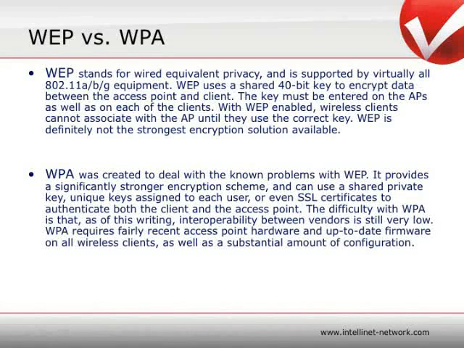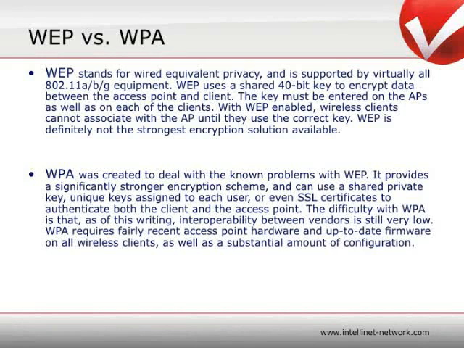Two common security settings when setting your wireless security are WEP and WPA. I will briefly discuss the advantages and disadvantages of WEP versus WPA. First, WEP stands for Wired Equivalent Privacy and is supported by virtually all 802.11a, B, and G equipment. WEP uses a shared 40-bit key to encrypt data between the access point and client. The key must be entered on all access points as well as on each of the clients that connect to that access point. With WEP enabled, wireless clients cannot associate with the AP until they use the correct key.